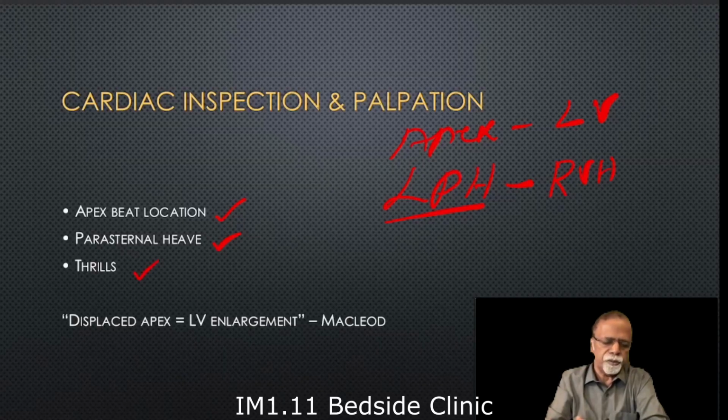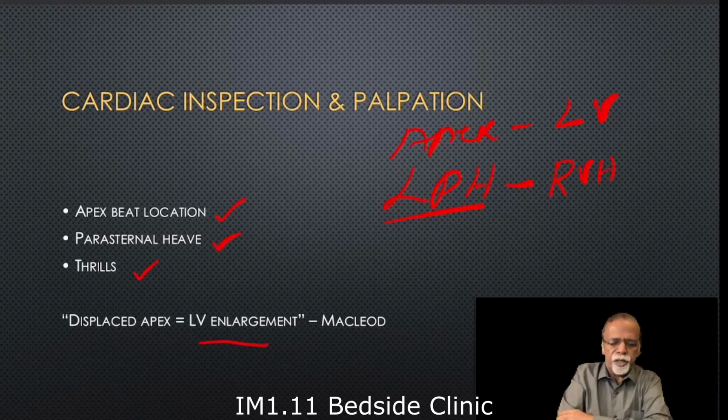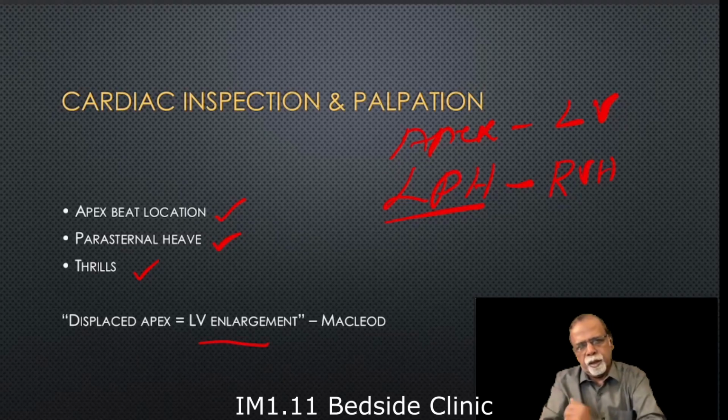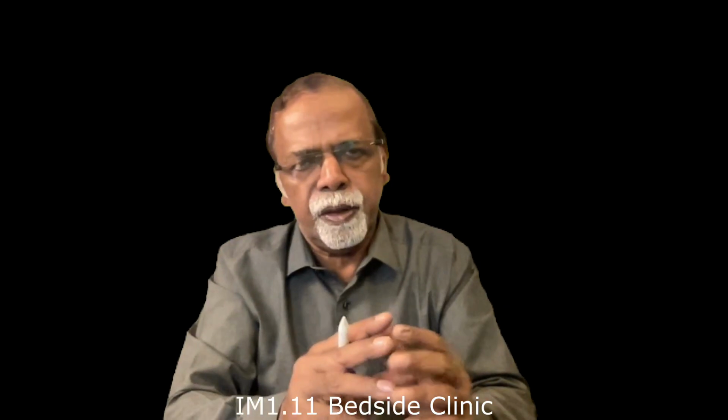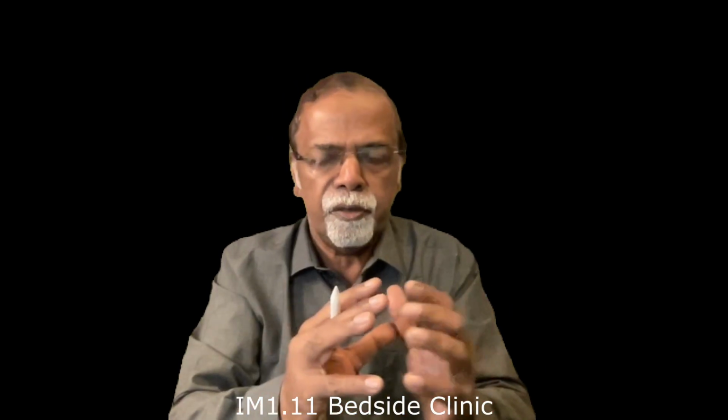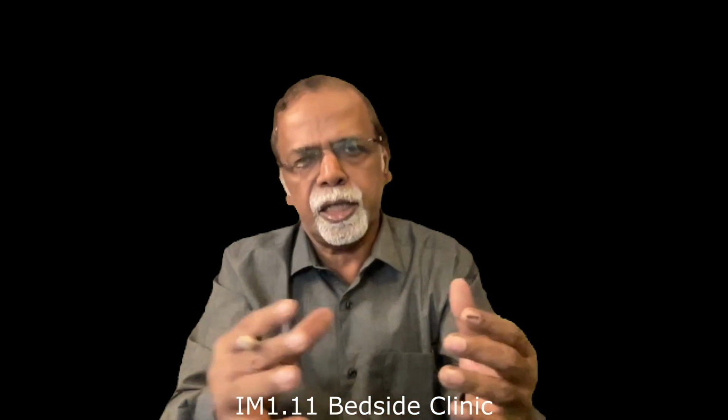Look for thrill. A displaced apex beat means LV enlargement. There are two types of LV hypertrophy. One is the concentric hypertrophy and another is the eccentric hypertrophy. In concentric hypertrophy, the ventricle thickens at the expense of the cavity. So there will not be much enlargement unless the patient goes into heart failure.